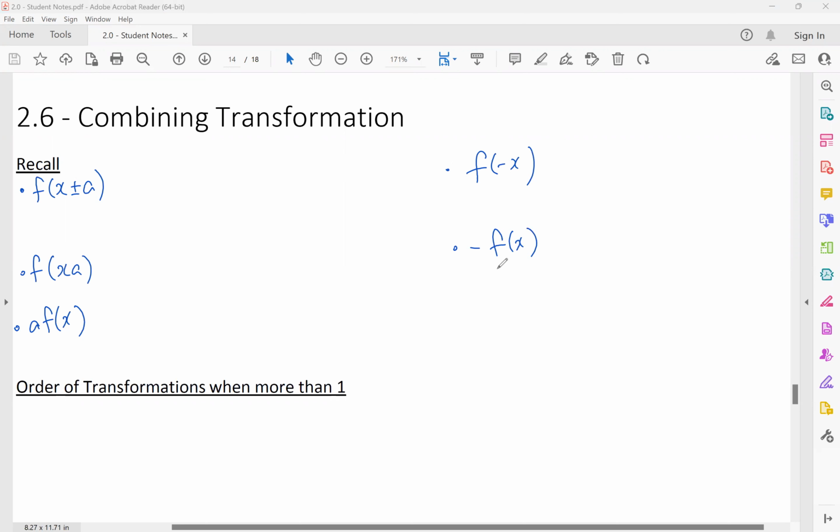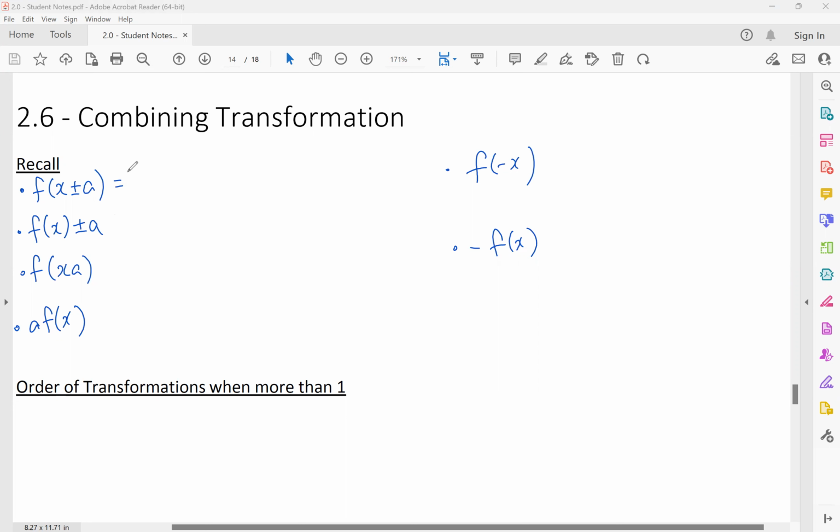See if you remember, what does that mean? Oh, actually I forgot one more, f of x plus or minus a. Right, so 6 of them. So pause the video, write it down. What does f of x plus or minus a mean? When you're ready for the answer, you can press play.